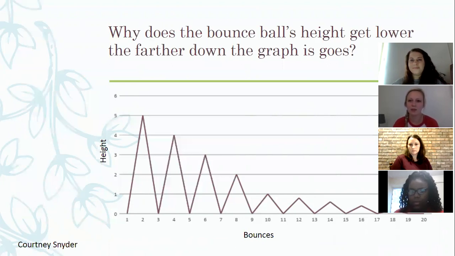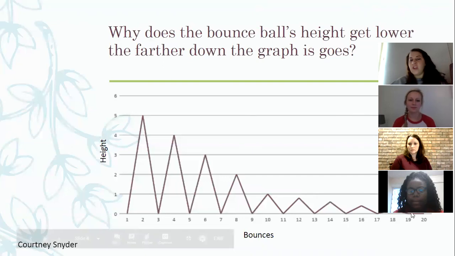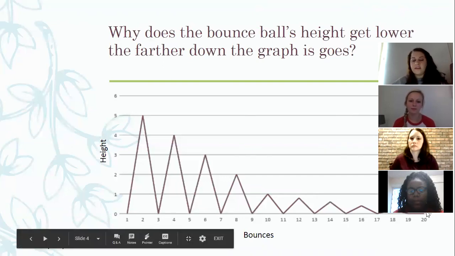Why does the bounce ball's height get lower the farther down the graph it goes? Okay, let's say, for example, you're bouncing a ball down a hallway. When you bounce the ball, it's going to have the most force at the very beginning. So it's going to bounce on the floor and bounce right back up into the air really high. The farther it goes down the hallway, the less force it's going to use. So as it shows here on the graph, the height is going to get lower and lower the farther it goes down because it doesn't have as much force. And eventually it will just stop bouncing and start rolling, and there'll be no height to it at all.